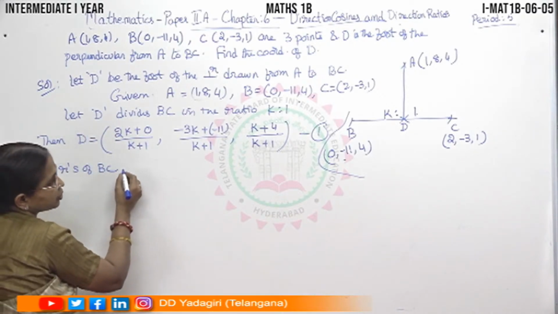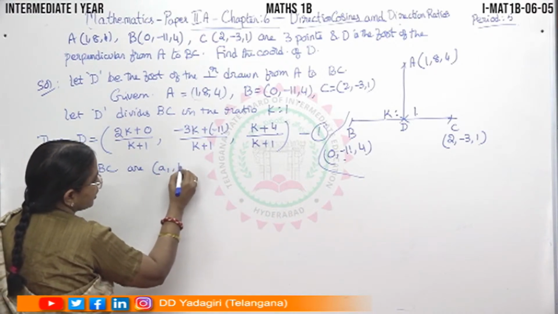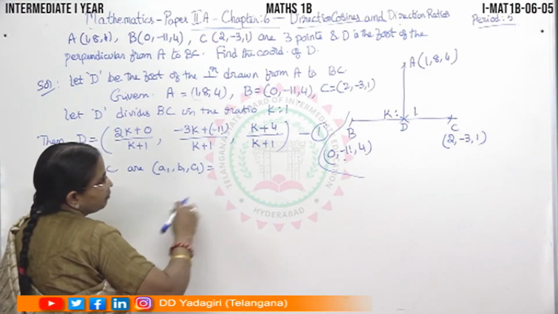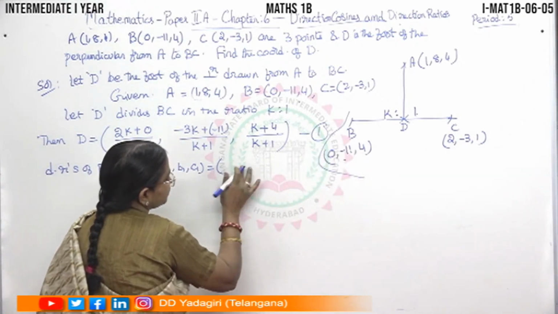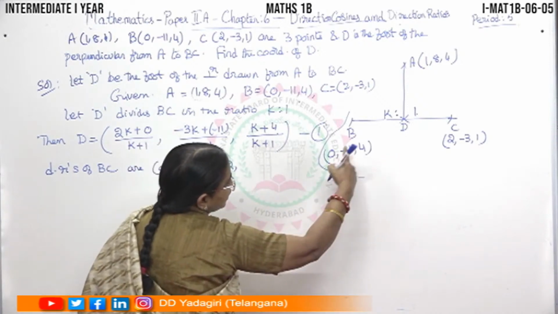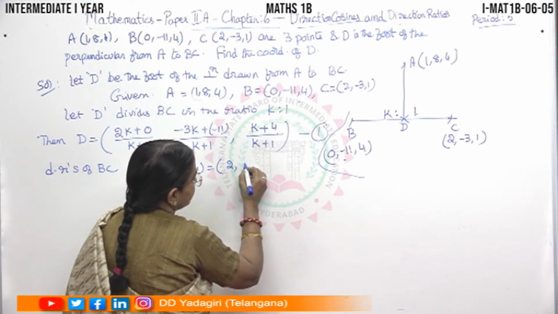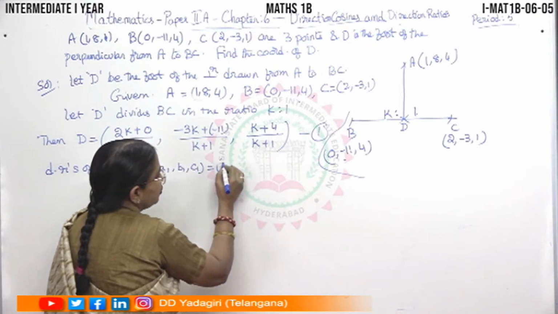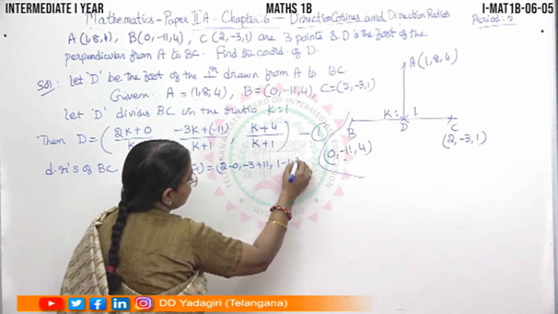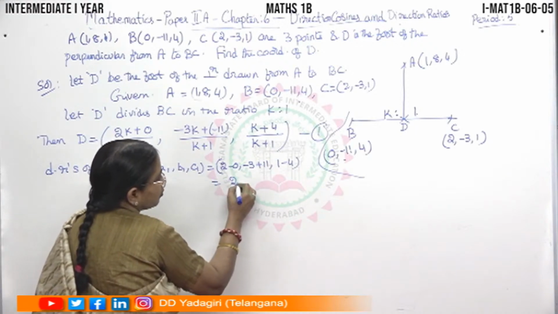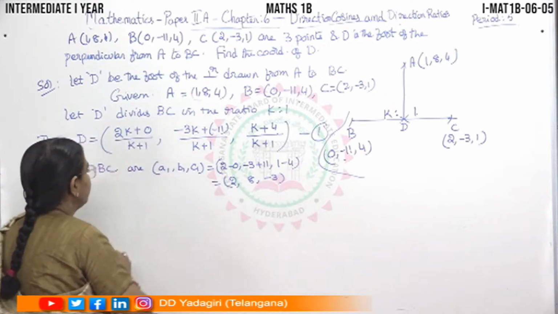So the direction ratios of BC are, I'll name them as a1, b1, c1. That is 2 minus 0, minus 3 plus 11, 1 minus 4. So what is it? 2, 8, minus 3. So these are a1, b1, c1.